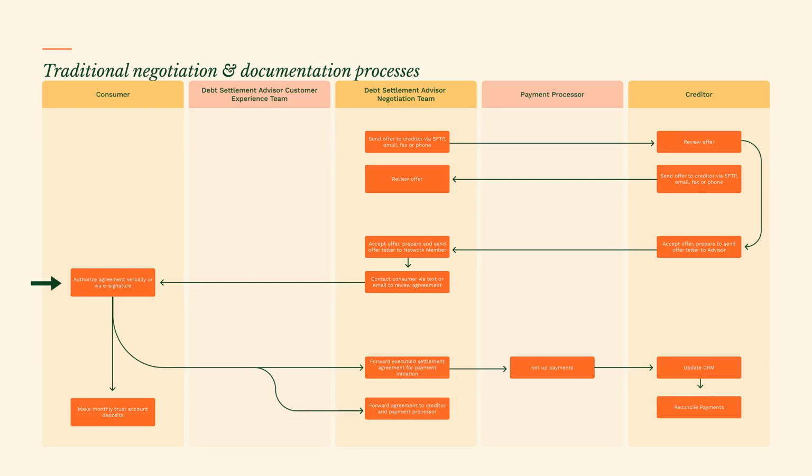If accepted, the agreement is prepared and sent to the consumer for authorization, either verbally or via e-signature. From there, the agreement is passed back to the creditor and the payment processor. Payments are set up and the CRM is updated. Finally, the consumer makes monthly trust account deposits with the negotiated settlement in mind, and payments are remitted to the lender or servicer by the payment processors.